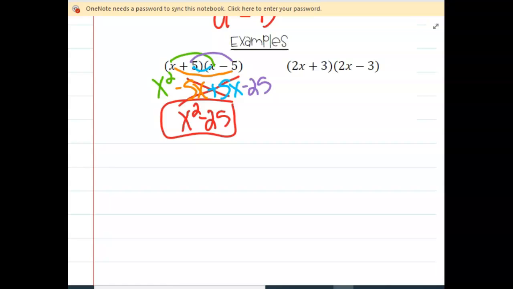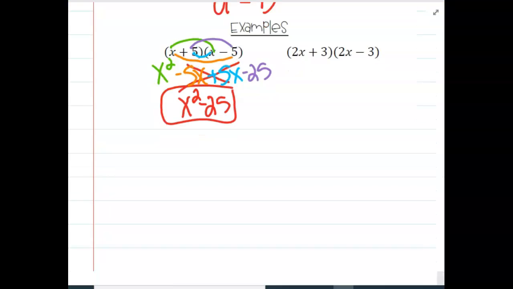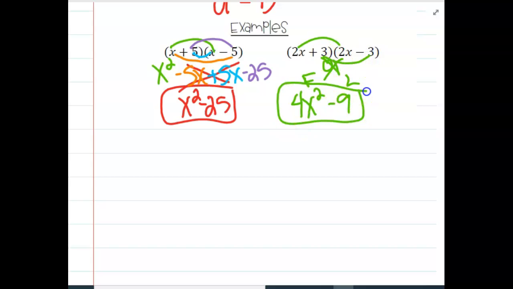So what we can do, when you recognize that here, look, I have 2x and 3, 2x and 3. Same thing, but I'm adding one, subtracting the other. When this happens, I guarantee you, I promise you, 100% certainty, the O and the I are going to cancel out. You don't have to do the O and the I. You just have to do the F and the L. The O and the I will cancel out every single time. So if you do the F, 2x times 2x would be 4x squared. And the L, 3 times negative 3, would be negative 9.